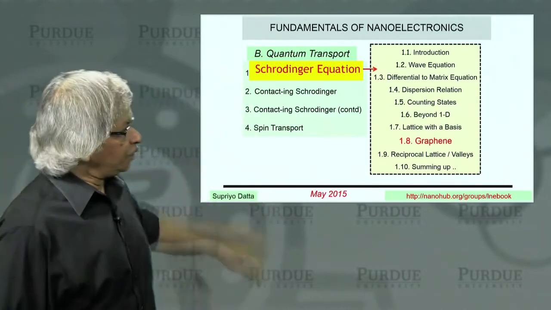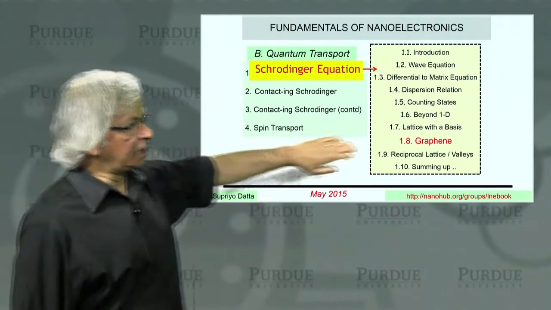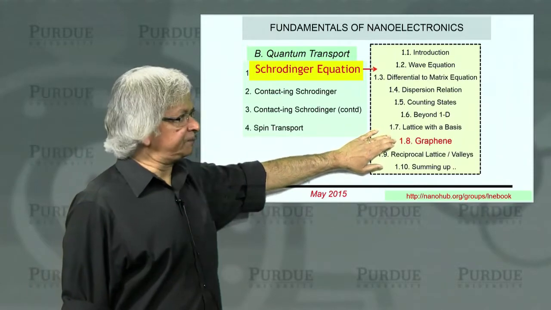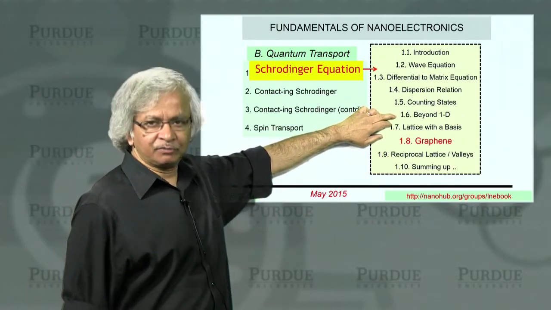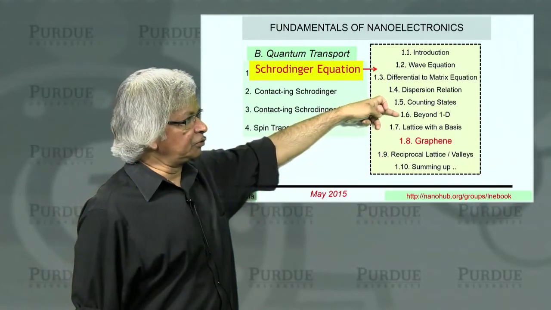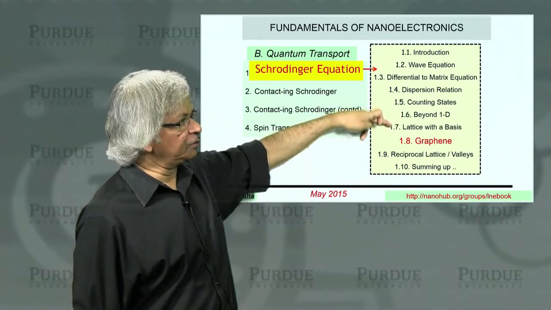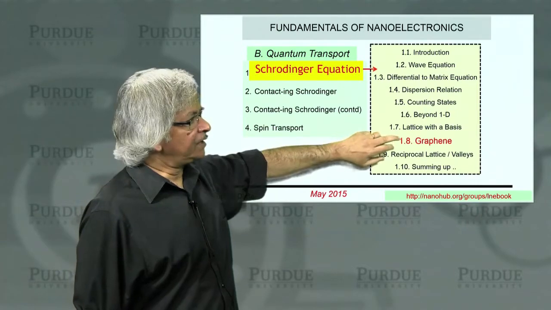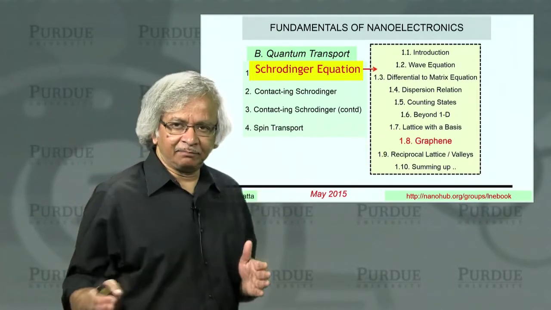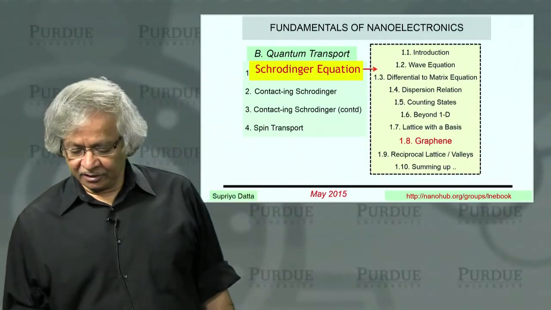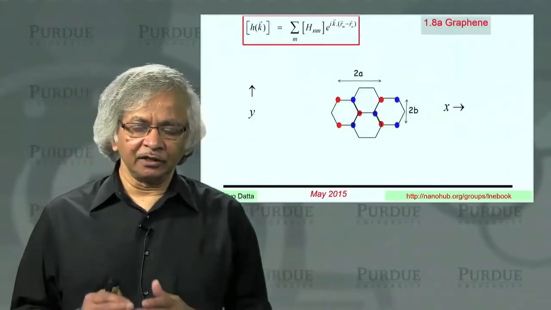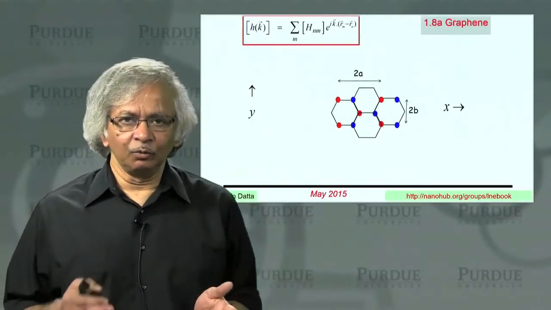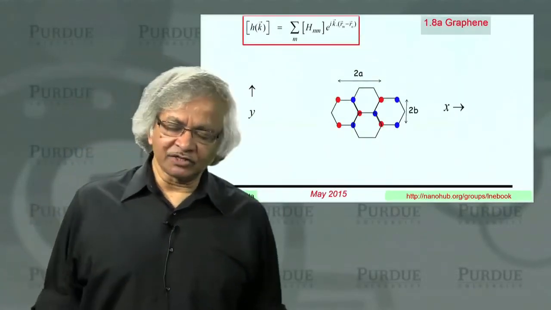Welcome back to Unit 1 of our course. We are now on the 8th lecture. So in the last 2 lectures, we talked about how to go beyond 1D and how to take into account a lattice with a basis. Now what we have is a real-world example, graphene, which requires us to think of a 2D lattice with a basis. So what's graphene?